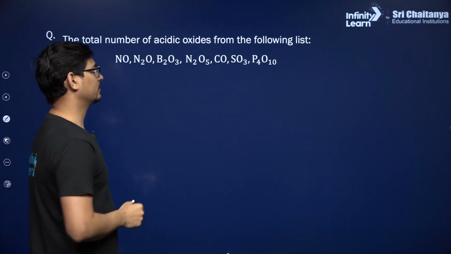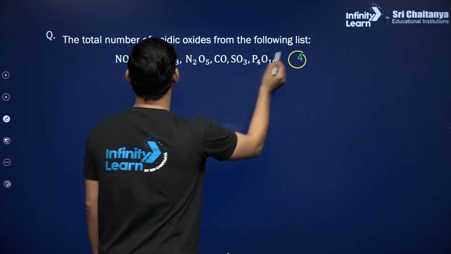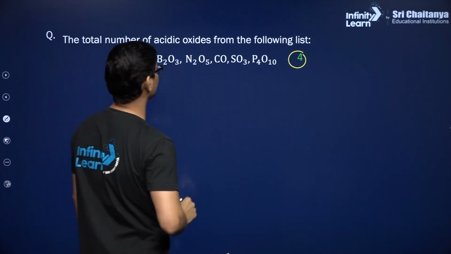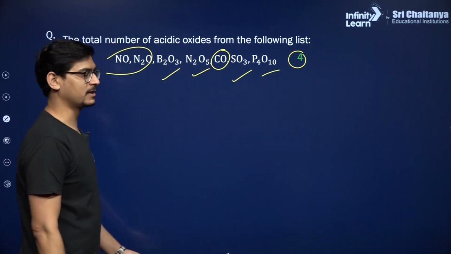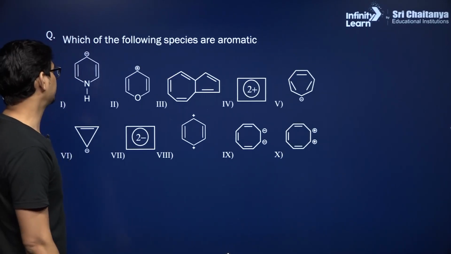The total number of acidic oxides from the following list is 4. These two are neutral, right? This is acidic, this is acidic, this is neutral, this is acidic, this is acidic. So 4 are there. Which of the following species are aromatic?